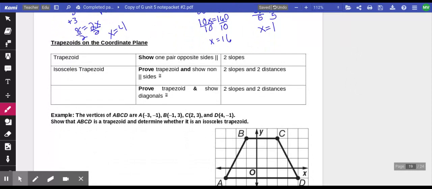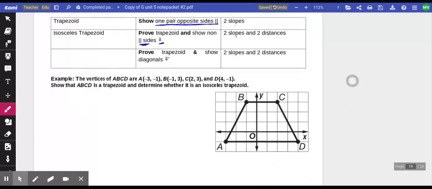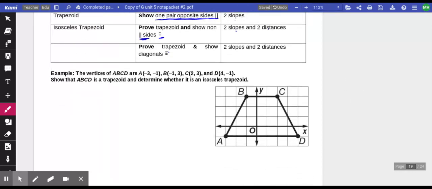Trapezoids on a coordinate plane. To show it's a trapezoid, I need to show I have one pair of parallel sides. So that's two slopes. Show it's isosceles, I need to show it has a pair of parallel sides and the other sides are congruent. So that's two slopes and two distances. I can also show that the diagonals are congruent. Two slopes, two distances. I don't like that last way.